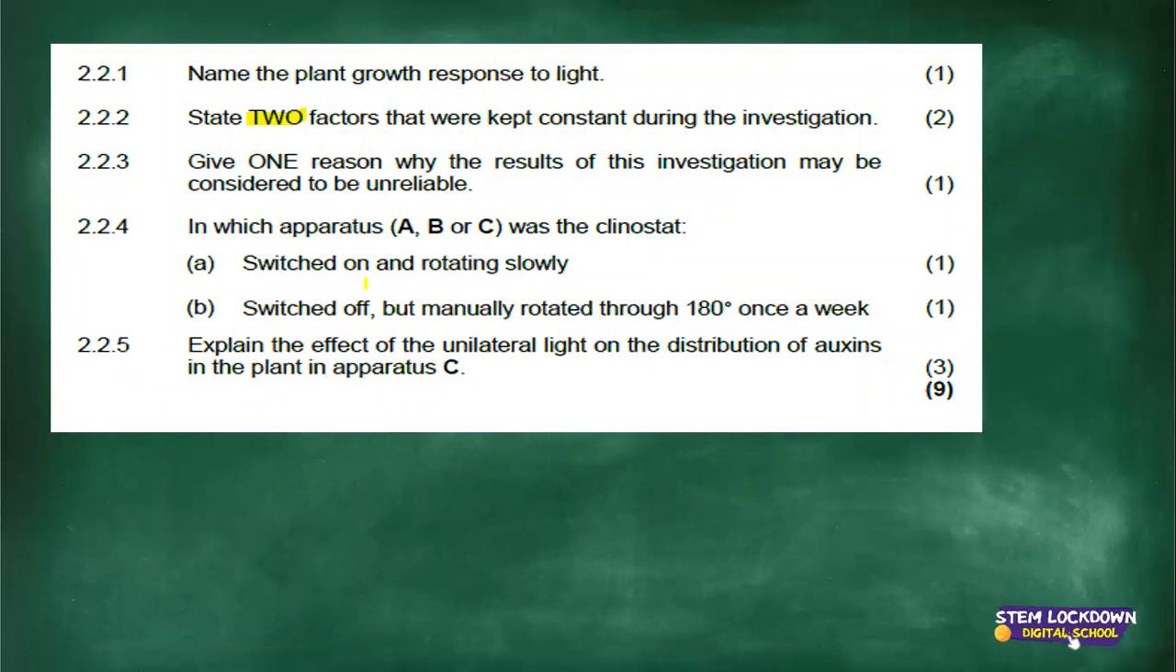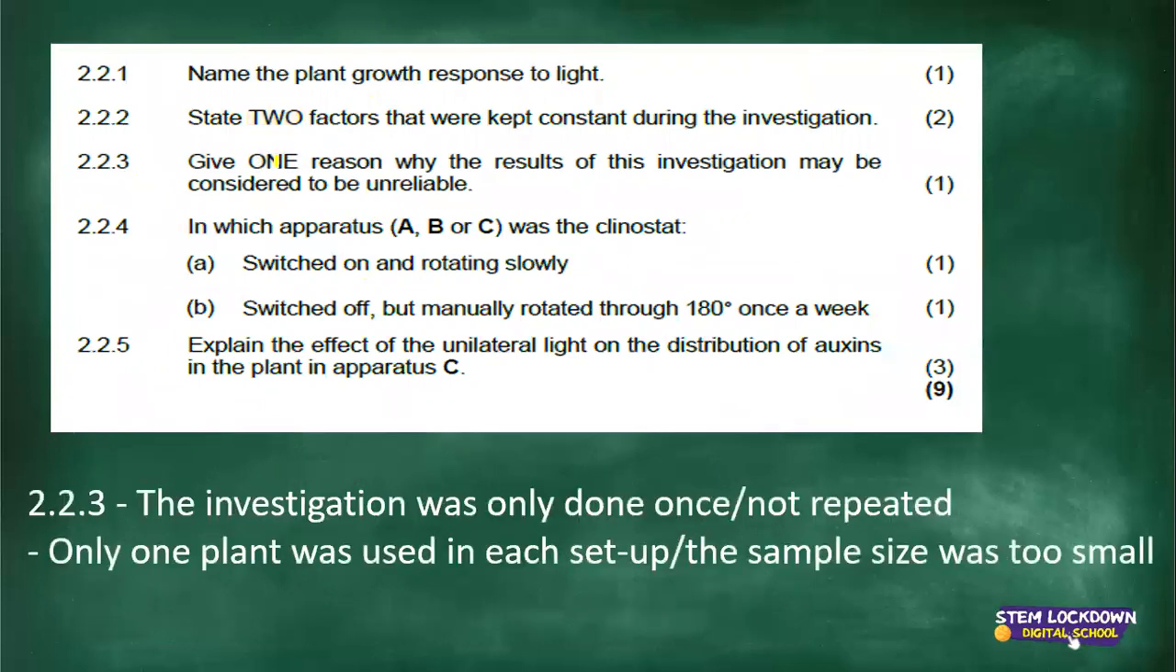And then 2.2.3. Give 1 reason why the results of this investigation may be considered to be unreliable. Only 1 reason. Why? The investigation was only done once, and it was not repeated. So that could be the reason. Remember when we learned about this topic, I showed you the video of the experiment, and we also went through the whole write-up of the scientific report.